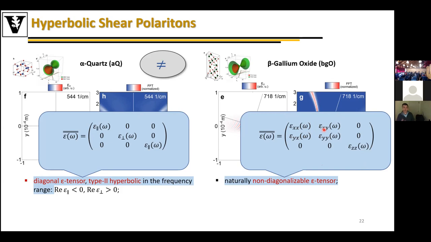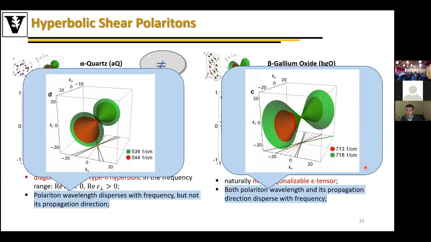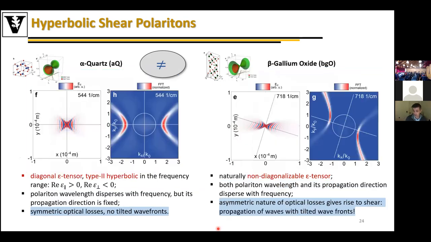This has implications both for the real part as well as the imaginary part. And so this leads to these non-symmetric wavefronts as shown here. It also gives rise to the fact that this polariton wavelength and its propagation direction are going to disperse with frequency. And so that means the direction at which the polariton is going to propagate on the surface is going to rotate in the plane as the incident frequencies change throughout the Reststrahlen band, which is directly in contrast to what you see in materials such as alpha quartz and molybdenum trioxide.